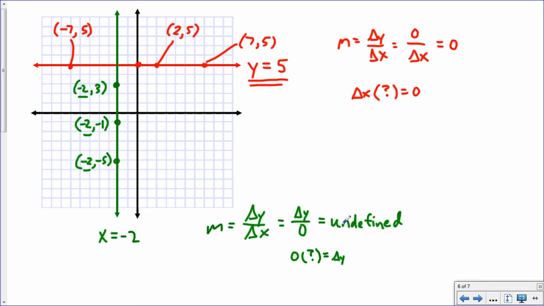So I hope that helps you understand why a horizontal line's slope is 0 and a vertical line has a slope that is undefined. It has to do with which of these two changes is 0. Is x changing? And which one's not changing? Because in a horizontal line, y is not changing. In a vertical line, x is not changing. And that's the explanation.